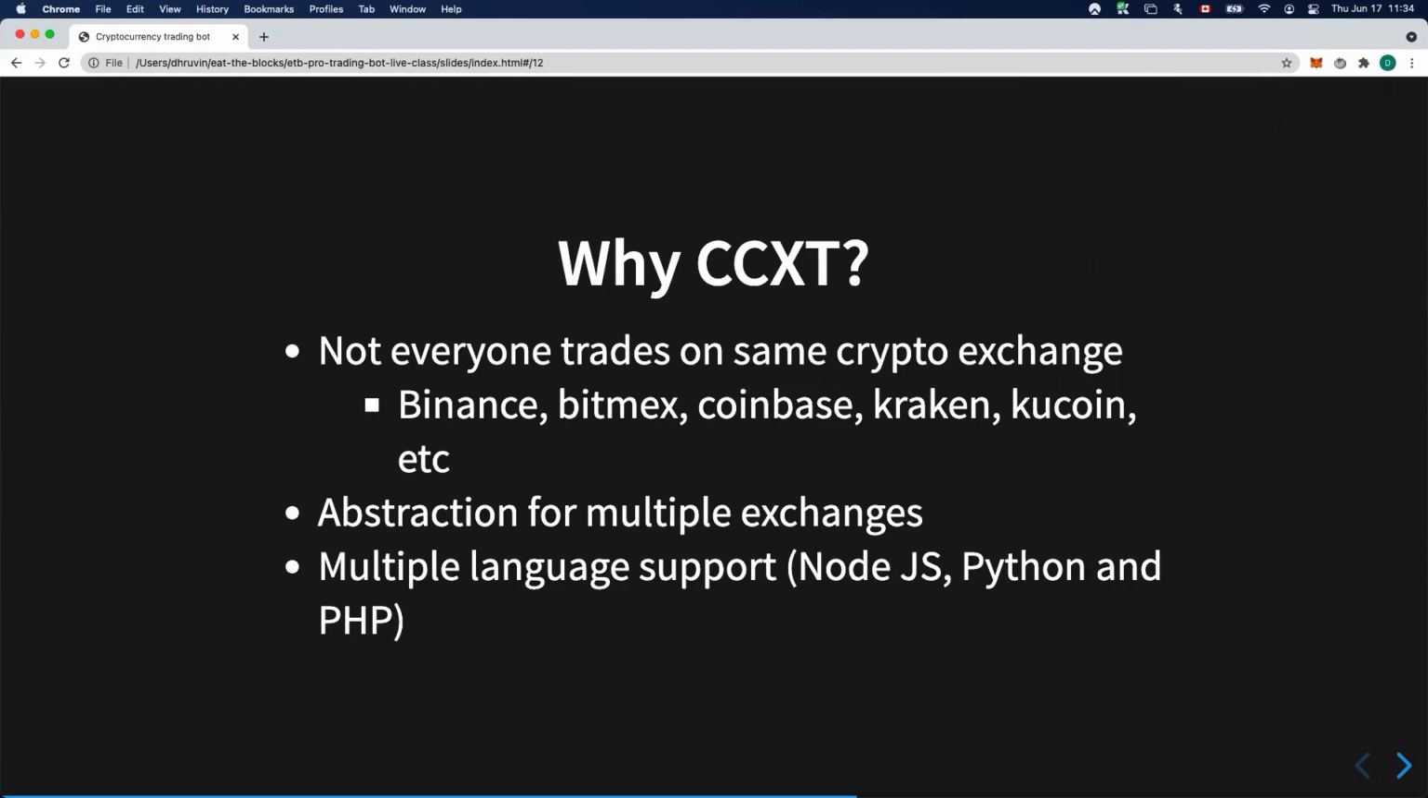As I said in the beginning, not everyone is going to trade on the same exchanges. Somebody will be trading on Binance, BitMEX, somebody will be on Binance US, Coinbase, Coinbase Pro, Kraken, KuCoin.